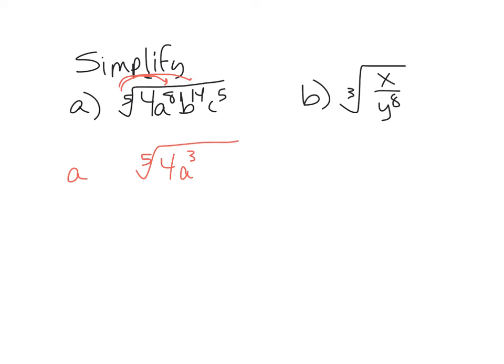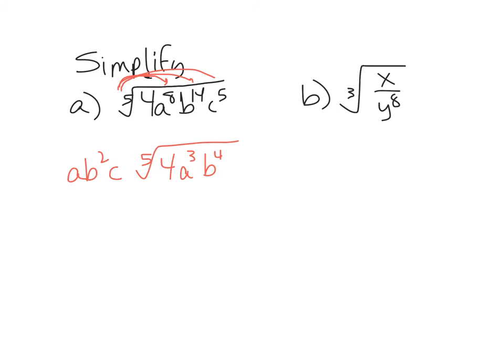Same thing with the b. 5 goes into 14 2 times. I'm taking out the b squared. There are 4 left over. The remainder is 4, so b to the 4th stays inside. And do the same thing with the c. 5 goes into 5 one time, no remainder, so nothing gets left over, and you're done. That's all you do on that one. Leave stuff in, that's okay.